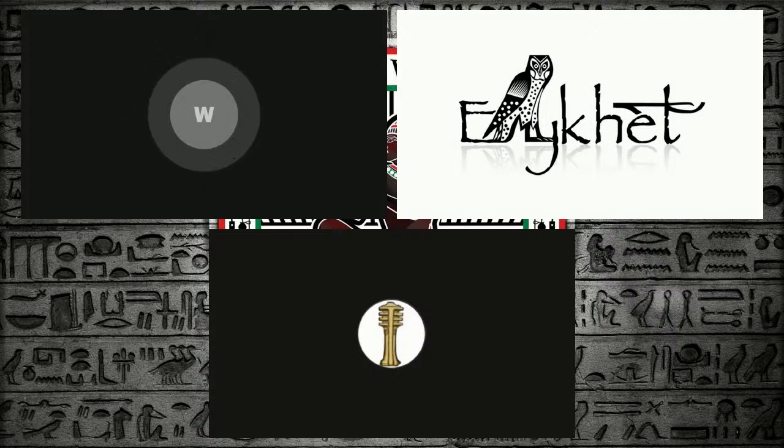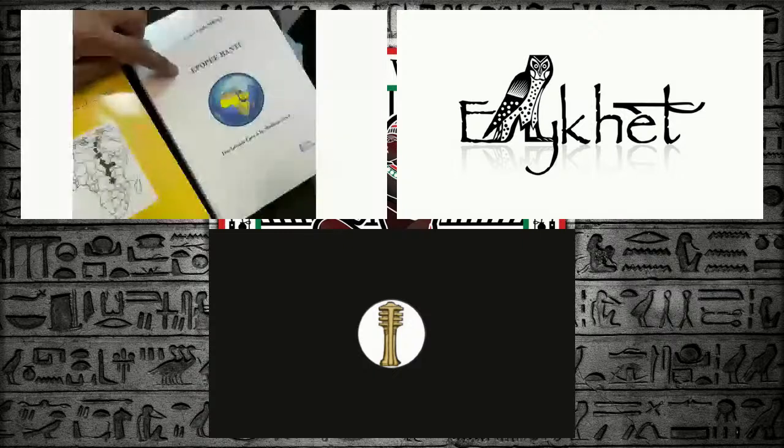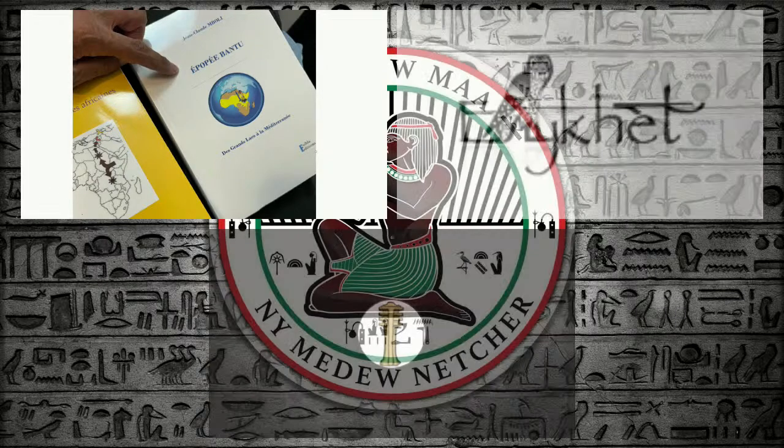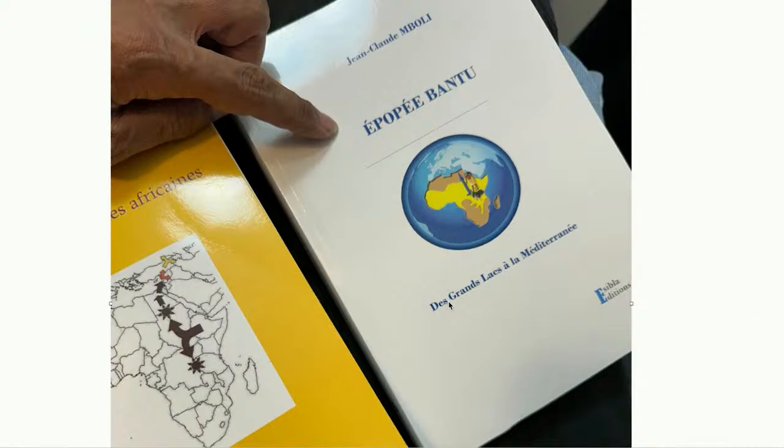I'm not waiting. His previous book was in French, and it was a challenge, but I was able to deal with that. And so this is no different for me, at least. Anyway, this is the book here. This is both of his books, for those who want to see it. So that's the title of the book. Ipapi Bantu, and the rest of it is French, and I'm not going to pretend to speak French. I don't want anybody to be laughing at me, but the book title in English is The Bantu Epic from the Great Lakes to the Mediterranean.